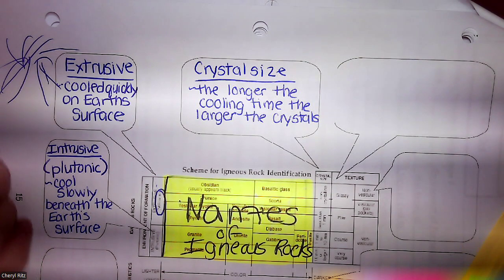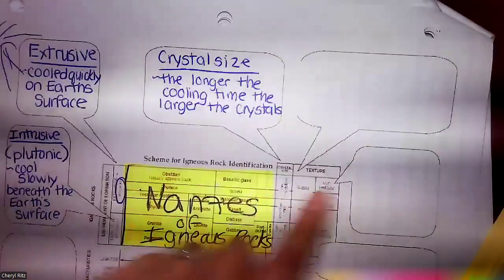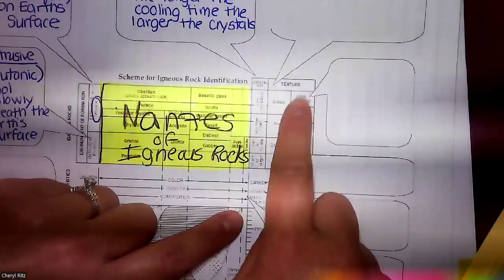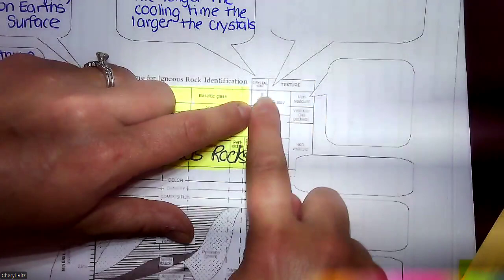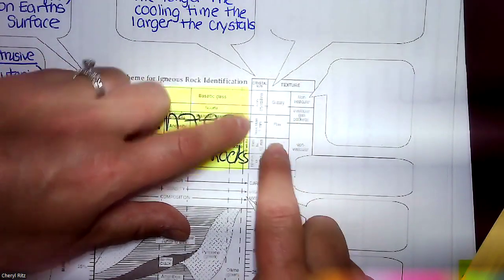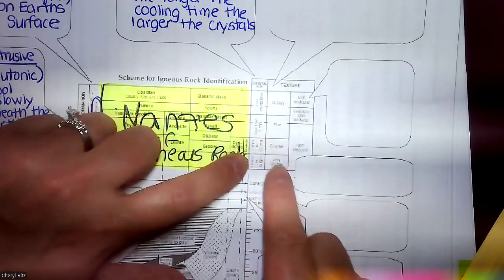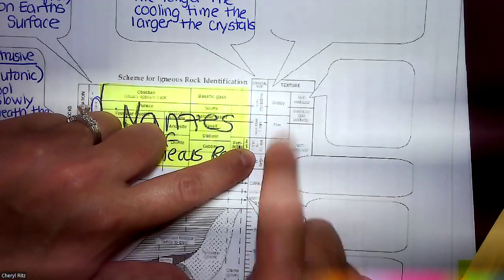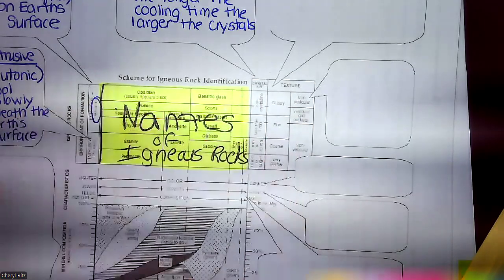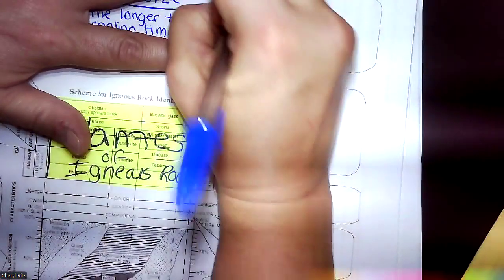Now texture is going to be how big the crystals are. See how each one matches up with the crystal size? So glassy matches up with non-crystalline. Fine is less than 1. Coarse is 1 to 10. And very coarse is larger than 10. So in this box, we just want to emphasize that.